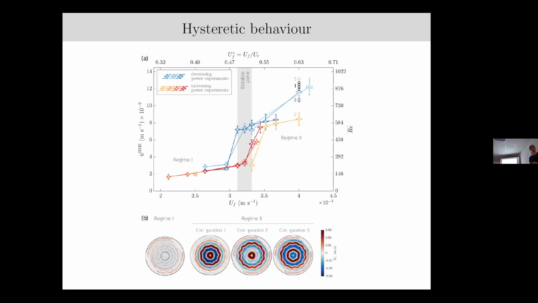And this is what I'm going to explain using a reduced model, a purely 2D quasi-geostrophic kind of model, which is enough actually to explain all of this.